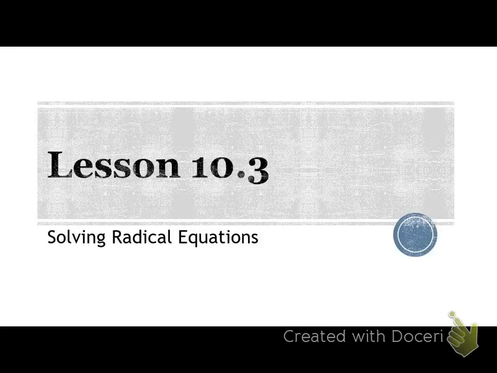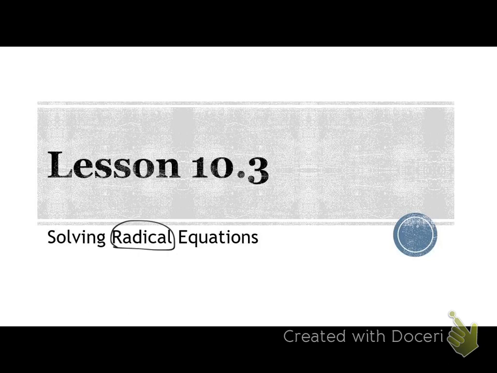Right, today we're going to look at lesson 10.3, and you'll notice the title says Solving Radical Equations. Now, I want to focus on the word radical for just a minute. What is another word that we have used for a radical? Anybody remember? Square roots. Very good. So square roots and radicals are the exact same thing.